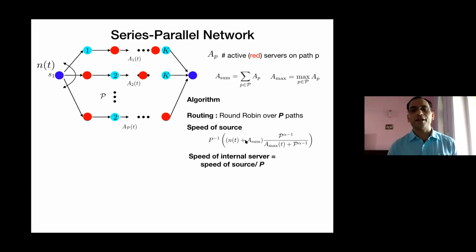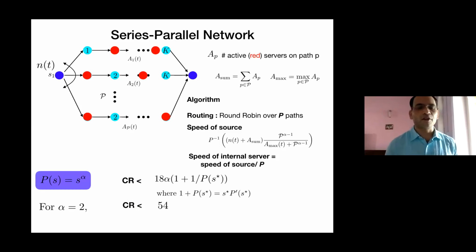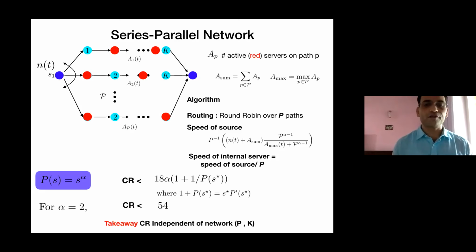So using that, you can define that. The important thing is now the different nodes in the network are going to operate at different speeds. So the speed of the source is going to be defined by this quantity, but the speed of any internal server is going to be 1 by P of the speed of the source. So there are P parallel paths. So each of these series paths are going to work at 1 by P of the speed of the source server. And what you can show again is that the competitive ratio is a constant. For alpha equal to 2, we can show it to be 54. So it's large, but still a constant, and remains independent of the network, where network is defined by the number of paths and the number of servers in the system.